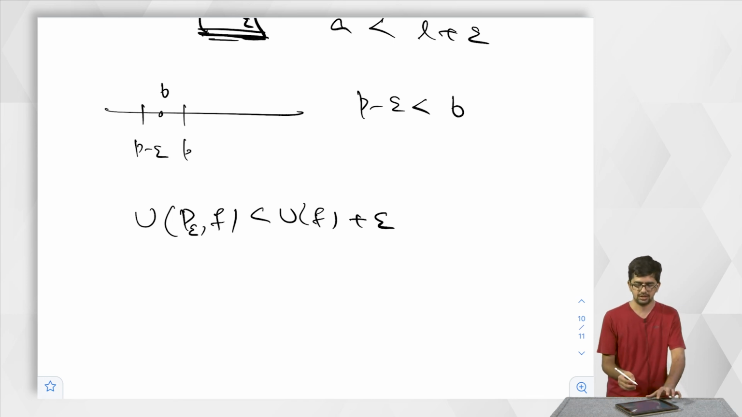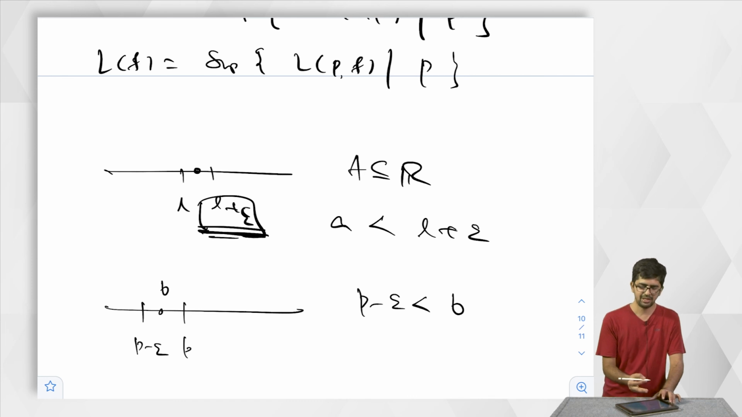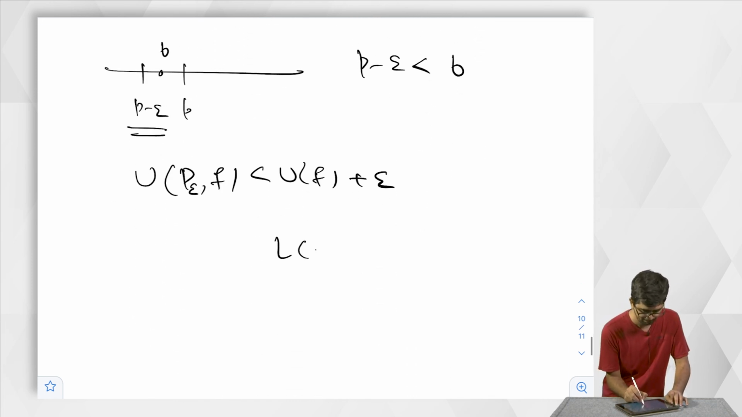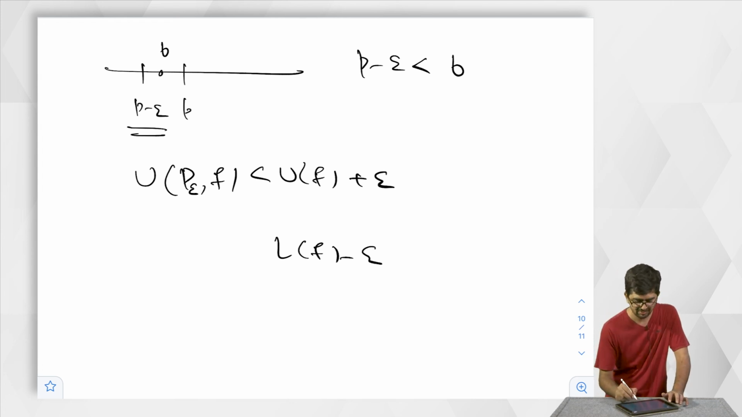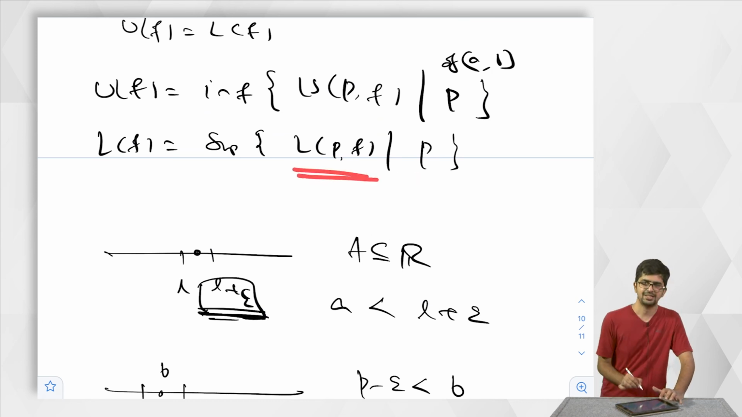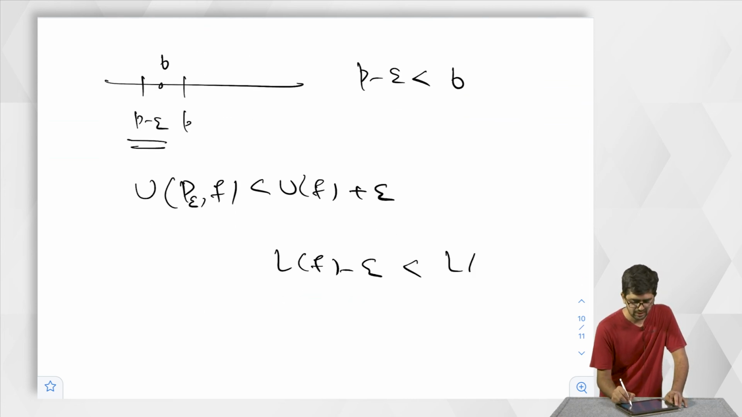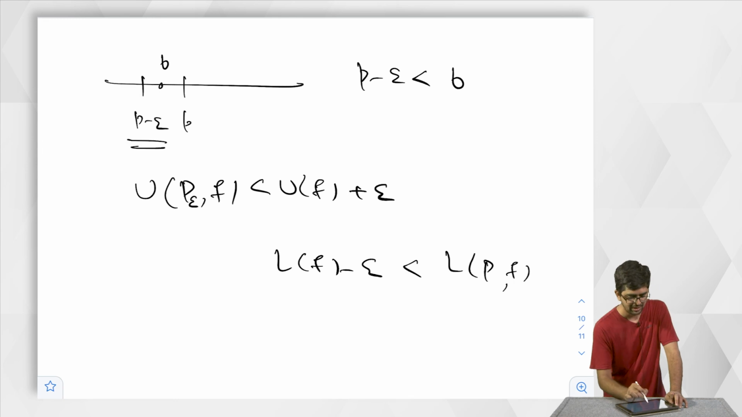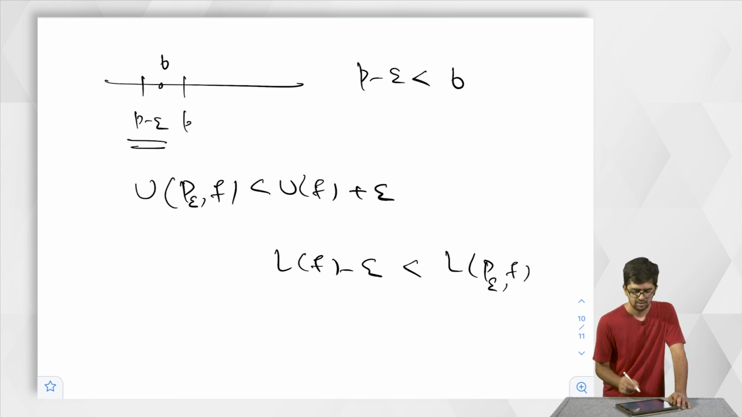One can do the same thing for L(F) also. L(F) is the supremum. So, if I take an element less than that, L(F) minus epsilon, then this is not an upper bound. So, there is some element here, that means a partition, such that L(P, F) is greater than this. So, it is greater than L(F) minus epsilon. Again this is dependent on the epsilon, so I should mention that epsilon.